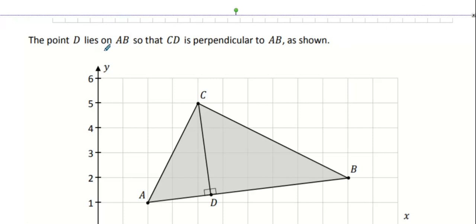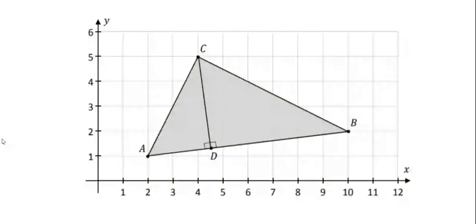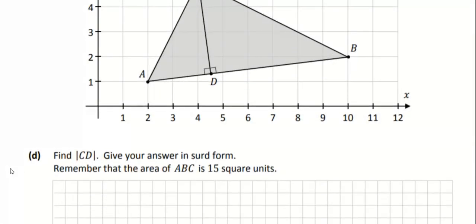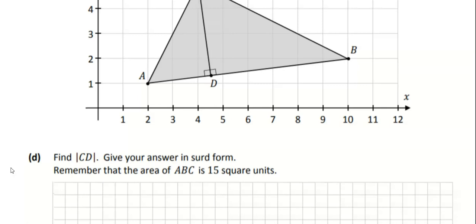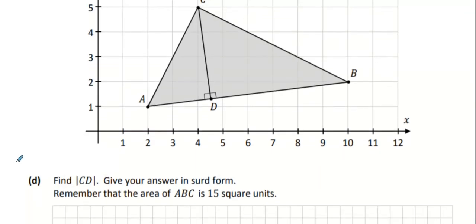Okay, the point D lies on AB such that CD is perpendicular to AB as shown. Give your answer in surd form. Remember that the area of ABC is 15. So what we're trying to do is find CD.